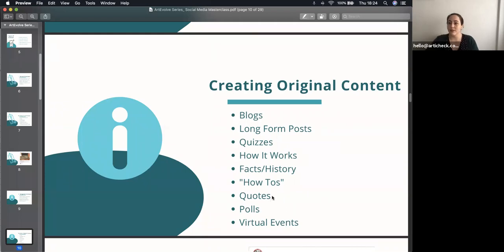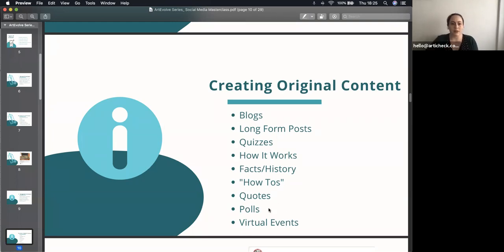Then we have quotes. Pull quotes from famous artists, from famous people in your industry, from famous curators, from famous art handlers, and you can use them in this original content. Short, meaningful, inspirational content is very moving for people, particularly in this period when we're scrolling through our phones and looking for something that's going to catch our attention.